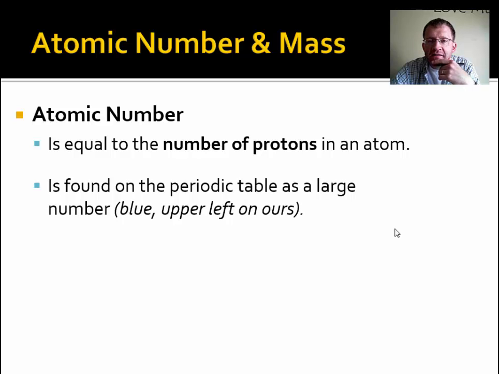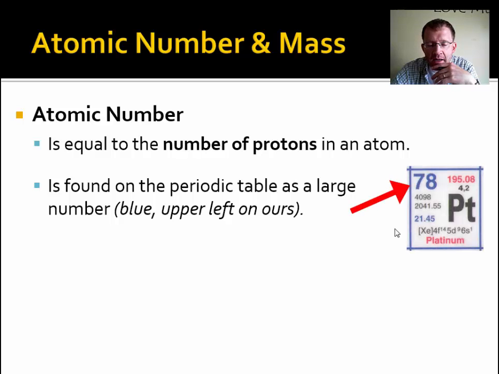It's found on the periodic table that you'll be getting in class, and hopefully by now have gotten in class, as the large number in the upper left-hand corner, and it's blue on your periodic table. Now, not every periodic table puts the atomic number in the upper left-hand corner. Some of them are at the very top, some are at the very bottom center. They're all over the place. But almost any periodic table out there will list the atomic number and maybe nothing else with the element's symbol and name. But the atomic number is the very key, basic piece of information. If nothing else is given, the atomic number will be given.